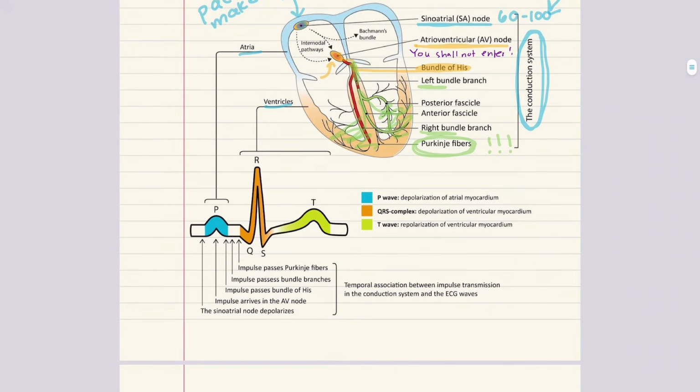Now, this electrical conduction system is also what produces the waves that you see on this electrocardiogram, or ECG. The P wave corresponds to atrial depolarization, or the contraction of the atria. The QRS complex represents ventricular depolarization when the ventricles contract, and the T wave shows ventricular repolarization as the ventricles reset for the next cycle.